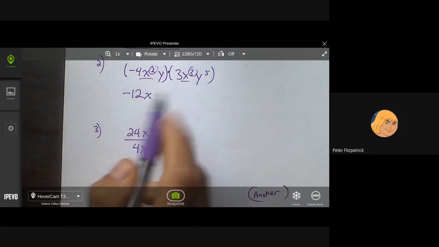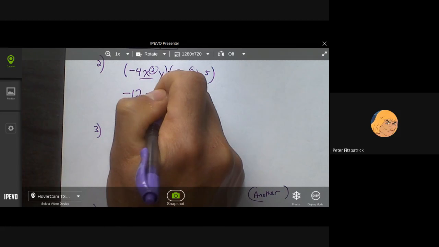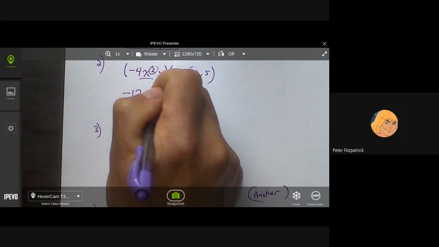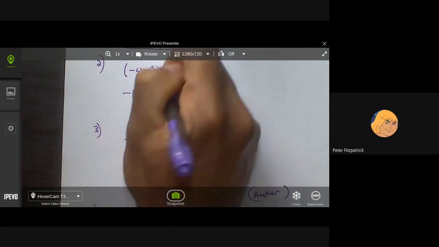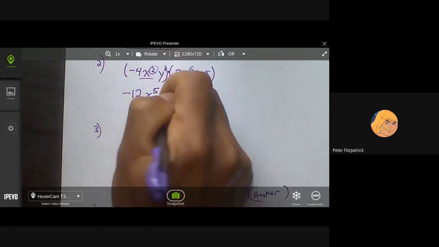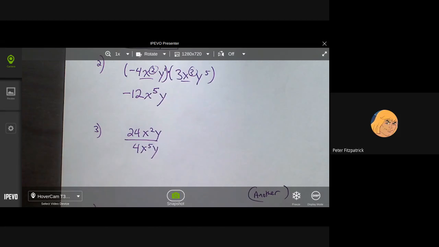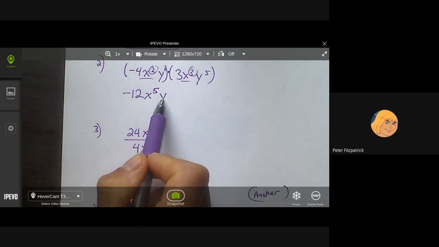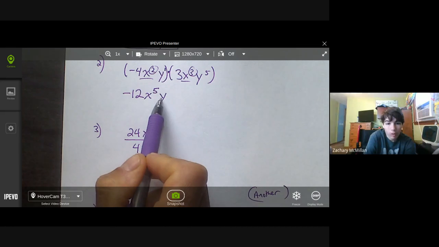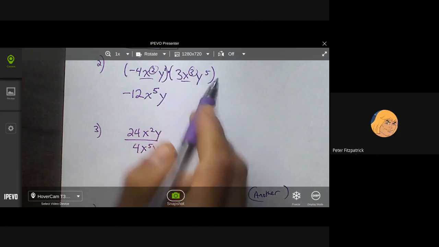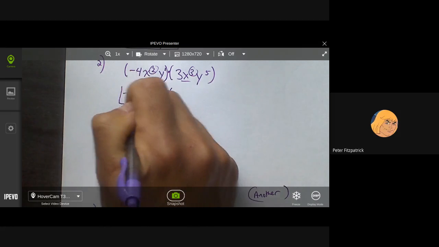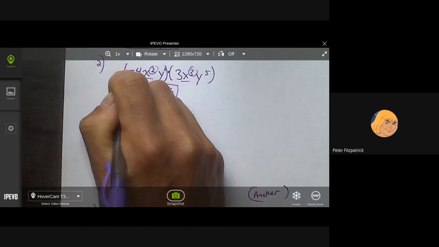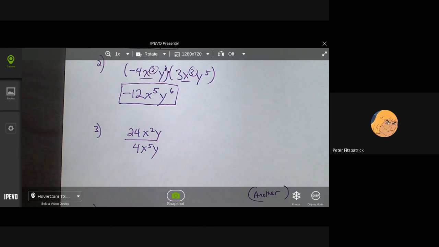X is the base, and we're going to add the squared and the cubed. That makes x to the 5th power. Good. Reminder, this is y to the 1st. So do the same idea, the multiplication rule for the y base. Y to the 6. Good. That was the multiplication rule for exponents. So we add the exponents if they have the same base.